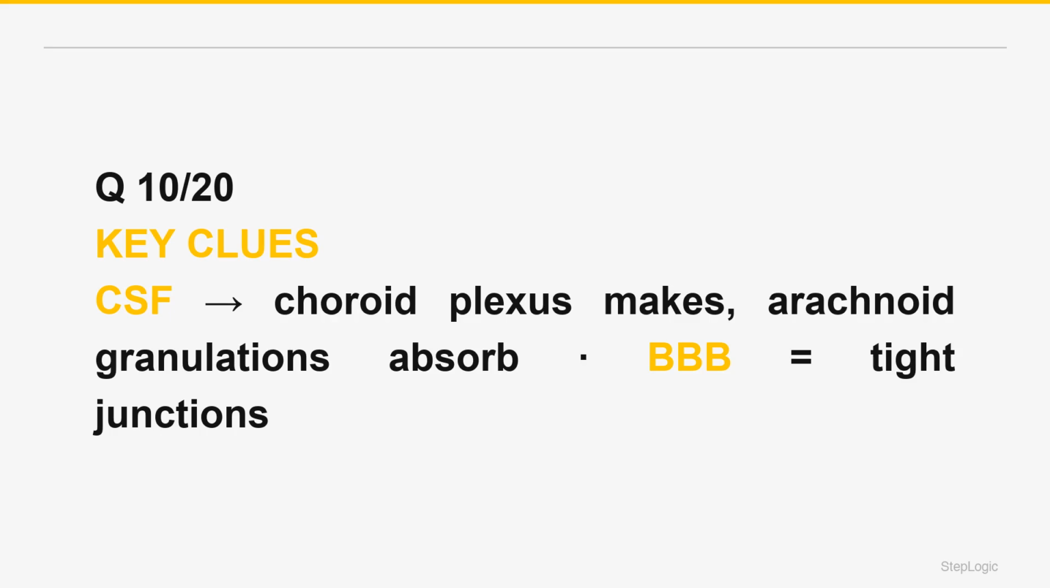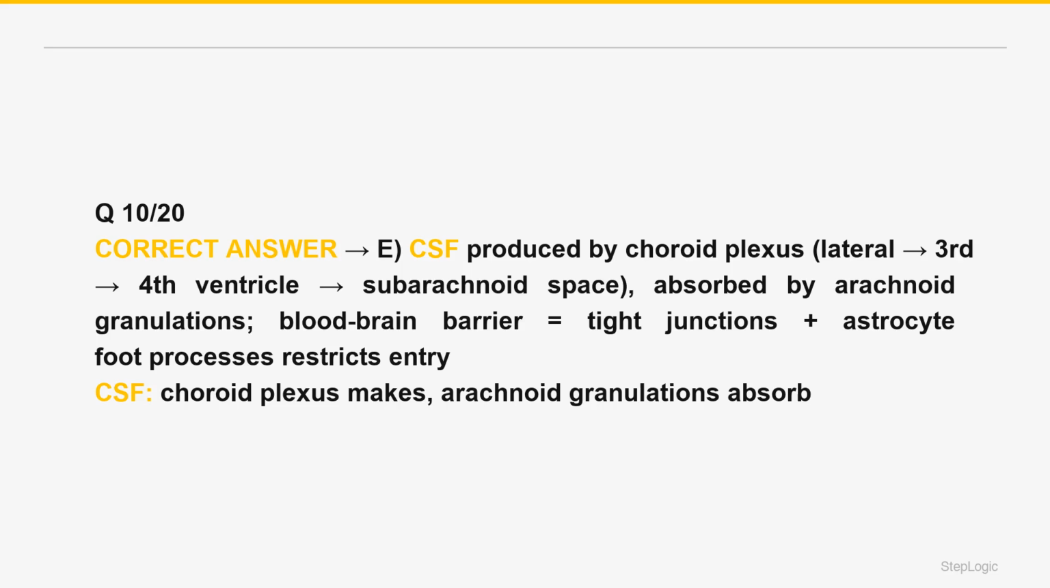Cerebrospinal fluid, CSF, is produced mainly by the choroid plexus in the ventricles. It flows from the lateral ventricles through the foramina of Monro to the third ventricle, the cerebral aqueduct, the fourth ventricle, then out into the subarachnoid space via the foramina of Luschka and Magendie, bathing the brain and spinal cord. It is then absorbed back into the venous blood through the arachnoid granulations, villi projecting into the dural venous sinuses. Obstruction or impaired absorption causes hydrocephalus. The correct answer is E.